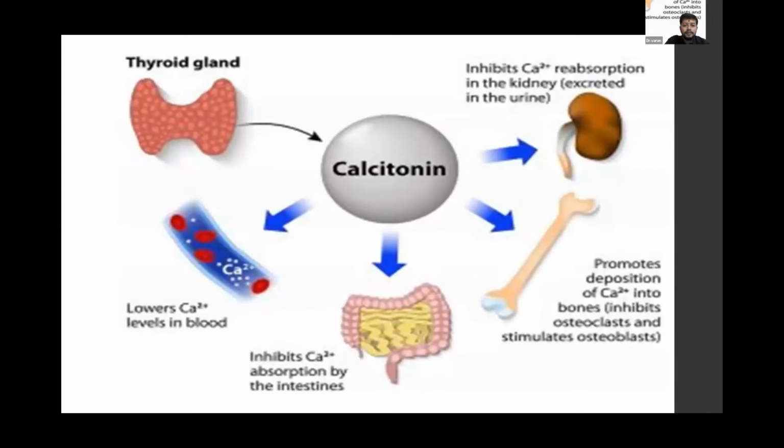This is the figure showing the mechanism of calcitonin, which is secreted by the thyroid gland and which lowers the calcium level in the blood, inhibits calcium absorption from the intestine, promotes the deposition of calcium into the bone, inhibits the osteoclast and stimulates the osteoblast. It inhibits calcium reabsorption in the kidney and excretion in the urine.